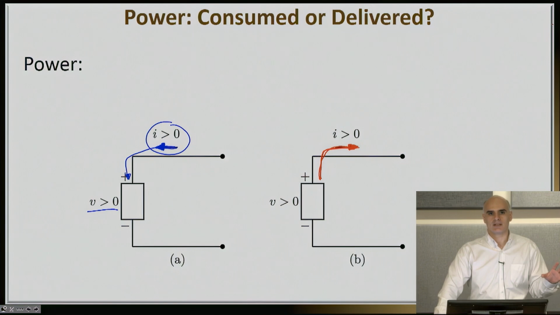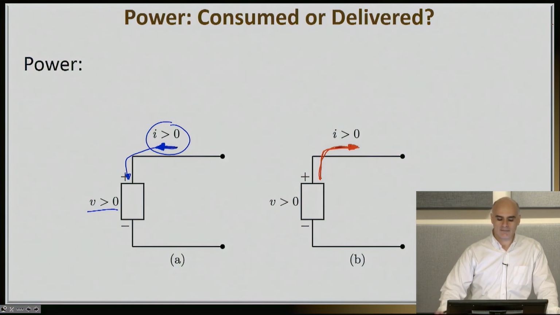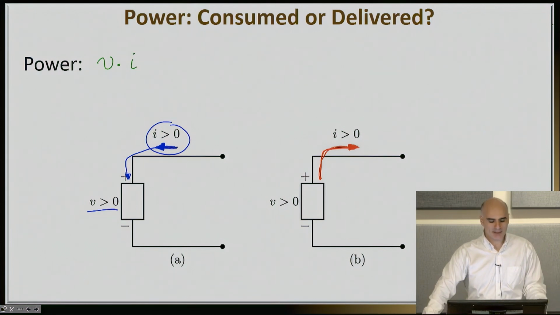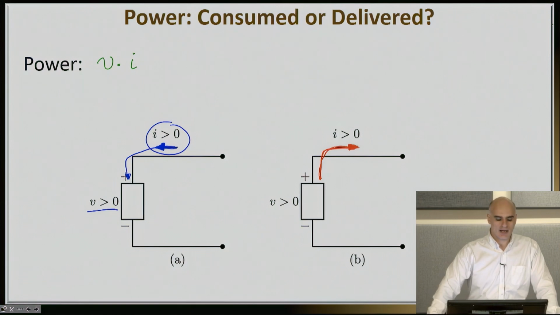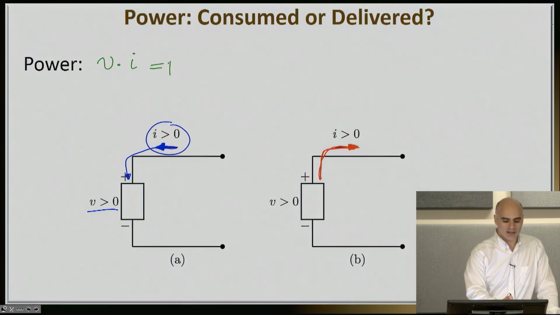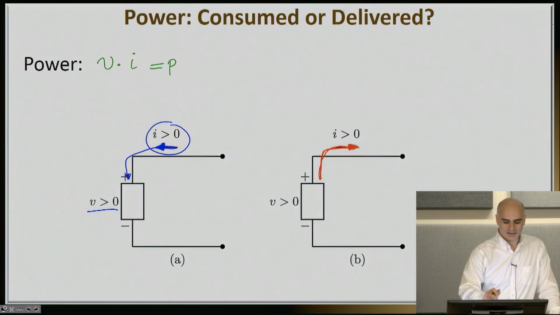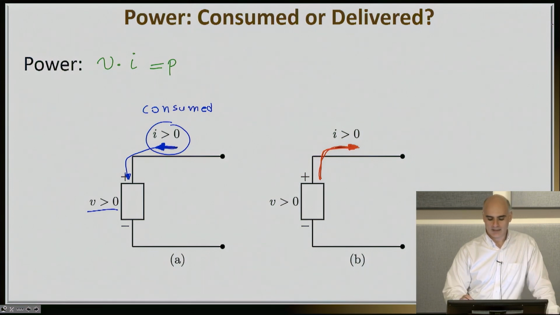In both cases, V times I will give me power. In both cases, if I multiply the voltage difference V with the amount of current that flows, I will get power. However, in the first case scenario, I will get power as the consumed power of this device. In the right case scenario, I will get the power delivered by this device.